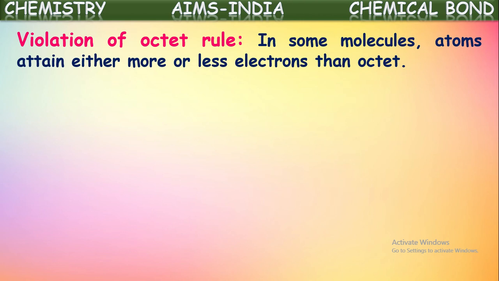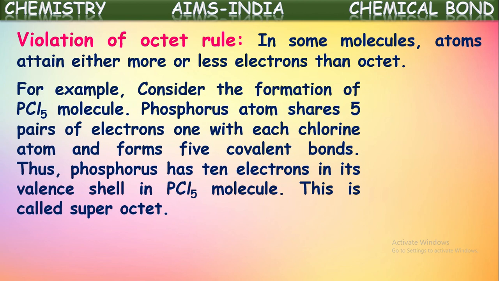Those conditions are called violations of the octet rule, means not following the octet rule. In some molecules, atoms attain more or fewer electrons than an octet. Let us see one example. Consider the formation of the PCl5 molecule. In PCl5, phosphorus is the central atom and it has 5 valence electrons, isn't it? So when it is bonded to the 5 chlorines, it shares 5 pairs of electrons, one with each chlorine atom, and thus it forms 5 covalent bonds. See the diagram here. Phosphorus is having 5 valence electrons and it is sharing one pair of electrons each with 5 chlorine atoms.